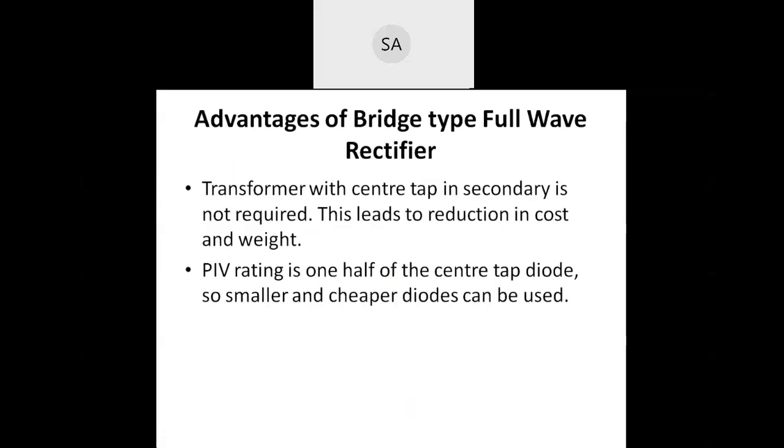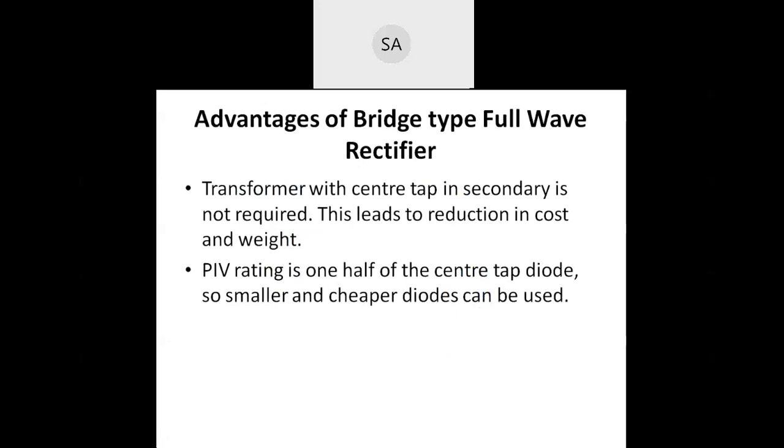So, let us discuss the advantages and disadvantages of the bridge full wave rectifier. The transformer with a center tap in the secondary is not required. This leads to a reduction in the cost and weight. The cost will decrease and the weight will also decrease.